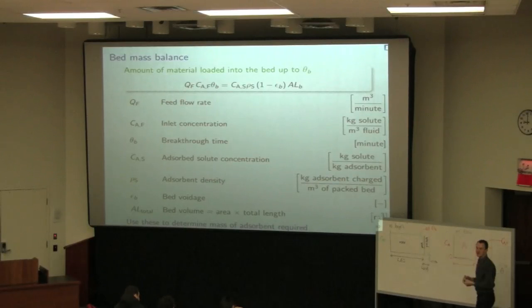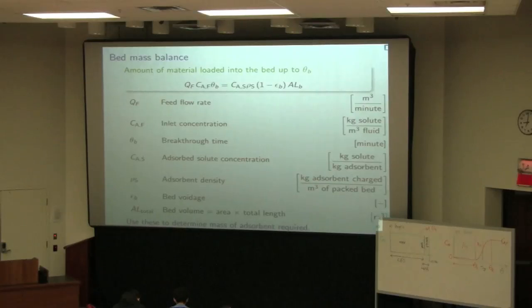So this is important. This slide makes a critical assumption. It says that as long as between time zero and theta B I'm not seeing any effluent coming out, it means that all that solute has loaded up onto the adsorbent. Please make an important note here: an important assumption is that none of your solute is leaving in the effluent. I should have added that. So it's assuming no solute leaves in the effluent. And if that is true, that solute has been loaded up in only one place, which is the adsorbent. So the right-hand side of this equation then characterizes that adsorbent.